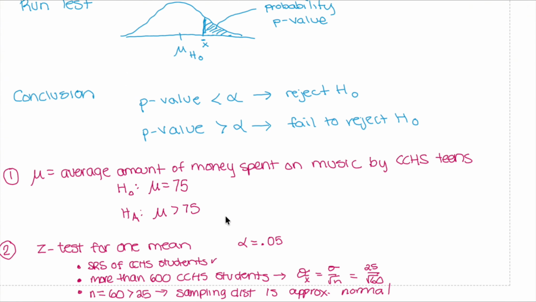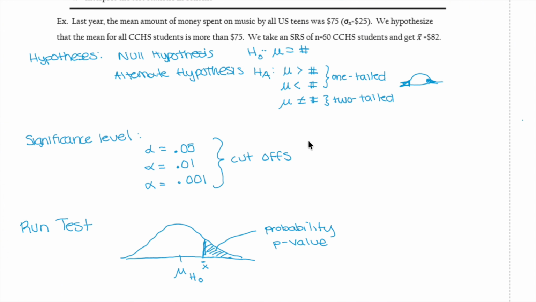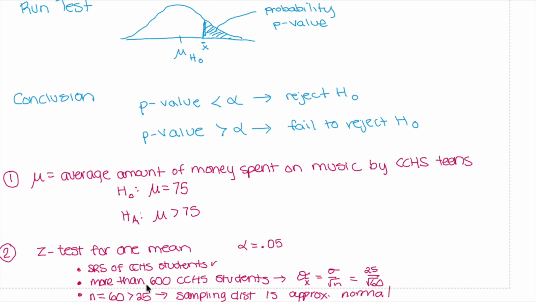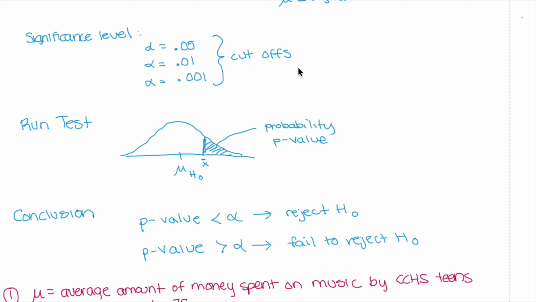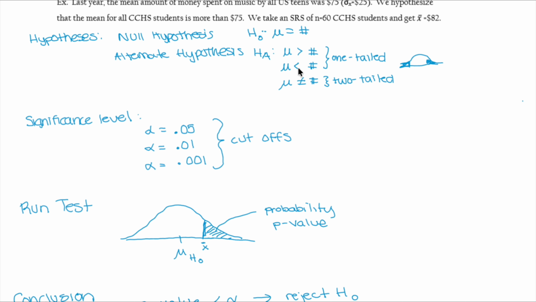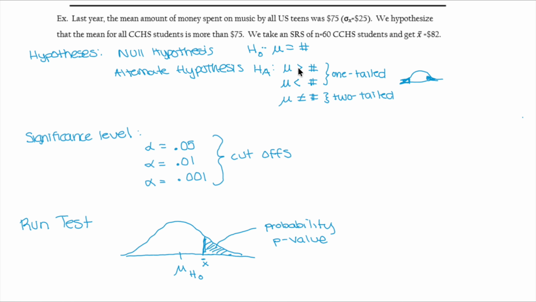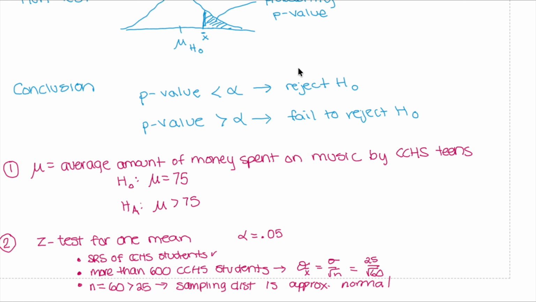First is the SRS of CCH students. And is that true? Well, it is because it states in the question. And the second condition is, is it more than 600 CCH students? Well, it is, because basically this second condition is testing us: is the sample size less than 10% of the whole population? Well, it is because this high school has more than 600 students.